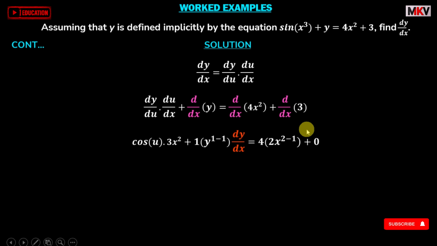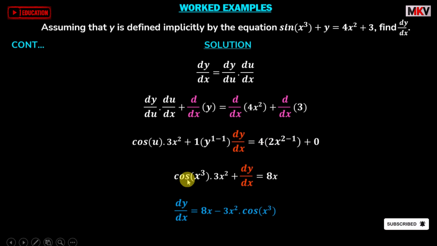The derivative of y leaves us 1, which is the coefficient, then we subtract 1 from the exponent, then we multiply by dy/dx. Then for the derivative of 4x squared, we separate 4 from the variable, bring the exponent to multiply x, then subtract 1 from it. Then differentiating a constant gives us 0.